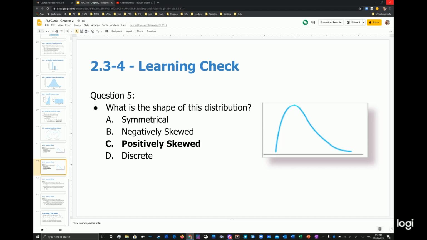Pretty easy. If you said positively skewed, looking at the tail in the positive direction on the right, you're right.